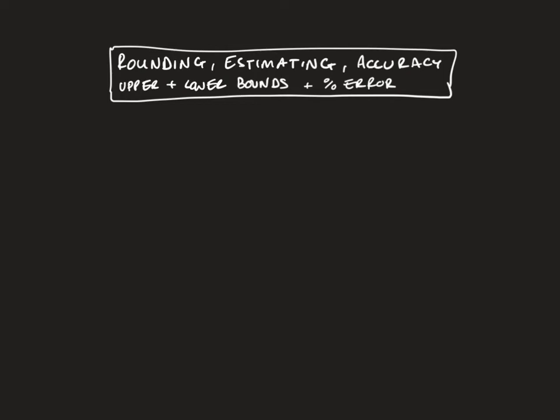This is a video on rounding, estimation, limits of accuracy, upper and lower bounds, and percentage error. Okay, so if we're going to be rounding, there are three types of rounding that can happen. The first is if we're asked to round to the nearest 10, 100, 1,000, also tenth or hundredth, etc.